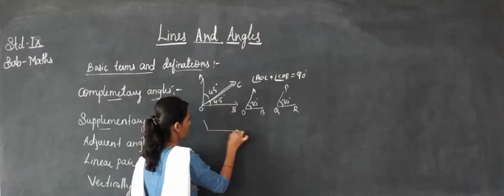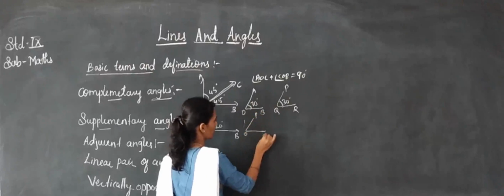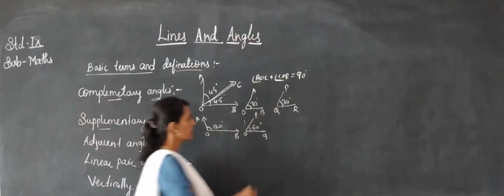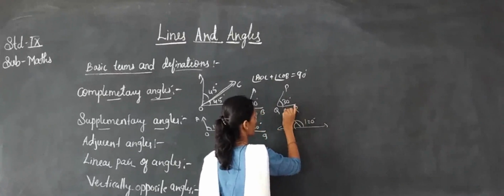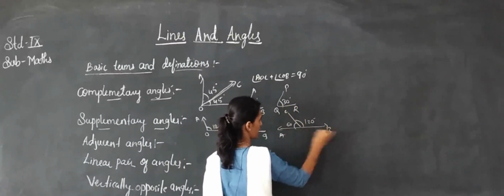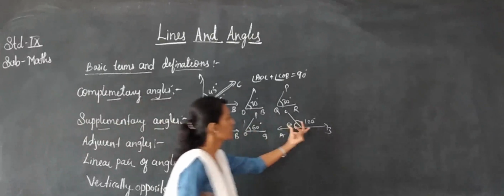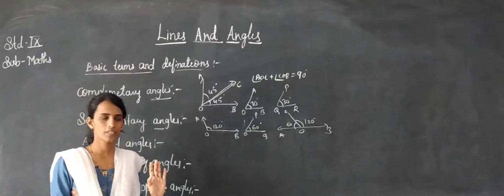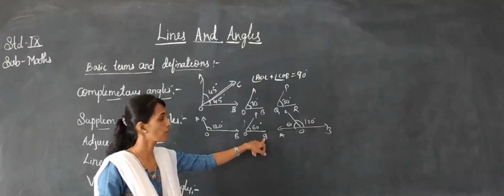For example, angle AOB is 120 degrees and angle POQ is 60 degrees. So 120 plus 60 gives us 180 degrees. This is 60 degrees and this is 120 degrees. We can give names C, A, P and Q. So these angles we call supplementary angles. Whether two angles are different, otherwise in one angle only two angles are formed, if the sum of two angles is 180 degrees, those angles we call supplementary angles. Like here, angle AOB is the supplementary angle of angle POQ.